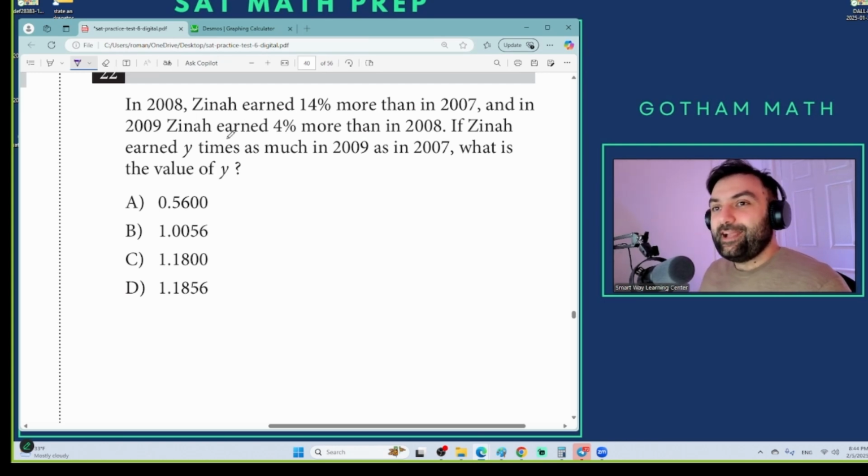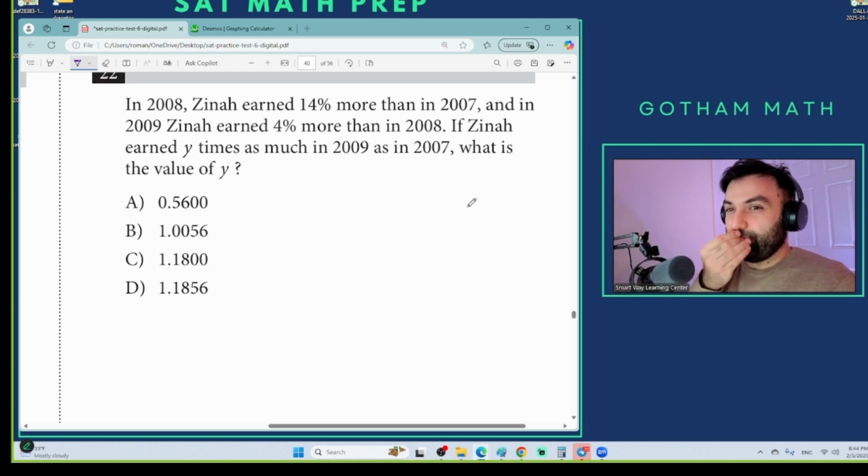In 2008, Xena earned 14% more than in 2007. And in 2009, Xena earned 4% more than in 2008. If Xena earned y times as much in 2009 as in 2007, what is the value of y?